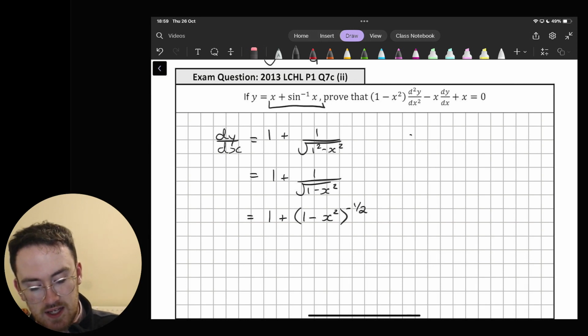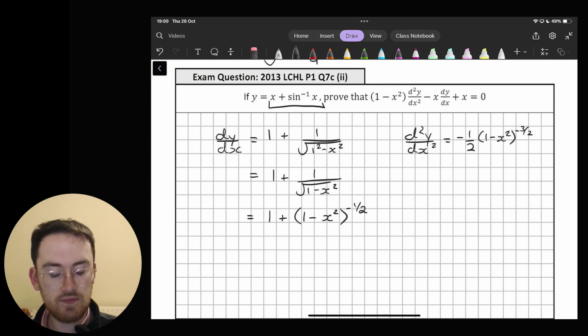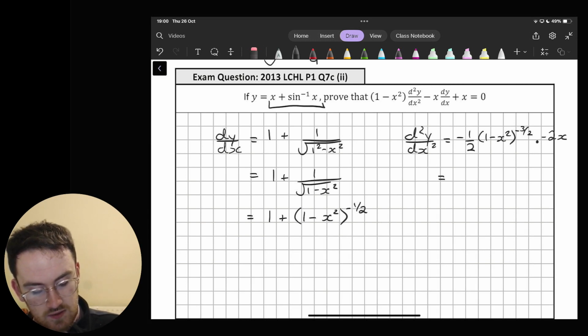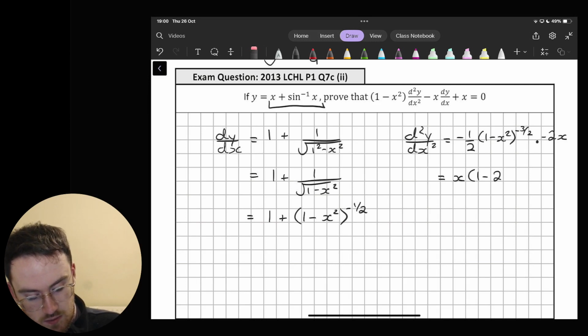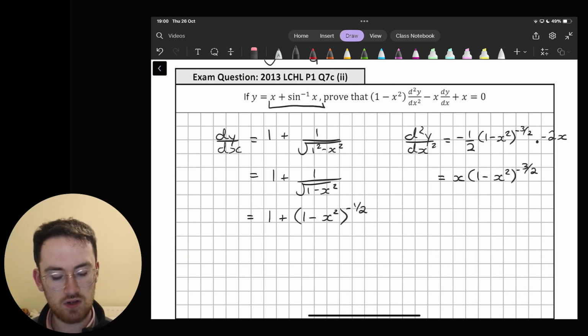But that's going to aid me in working out the second derivative, because for the second derivative, multiply by the power, reduce the power by 1, so it becomes minus 3 over 2. Okay, and we need to also multiply by the derivative of the middle part, so minus 2x. So bringing all of that together gives me x times (1 minus x squared) to the power of minus 3 over 2.